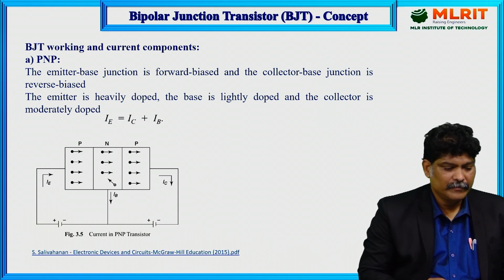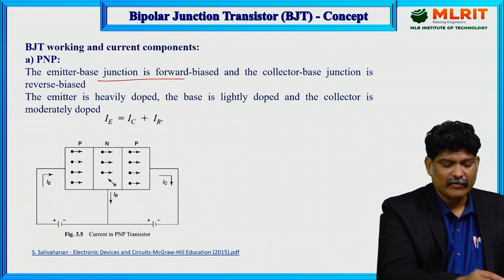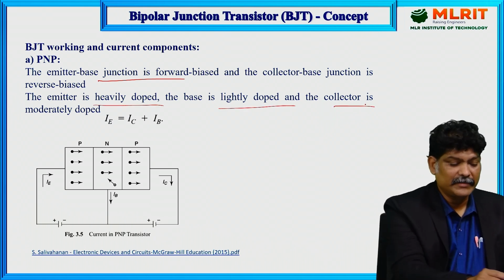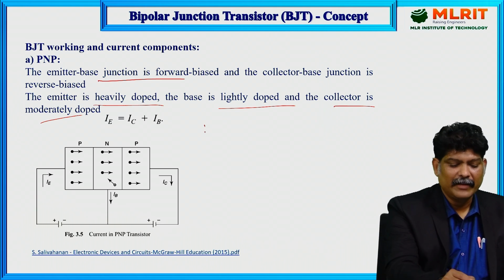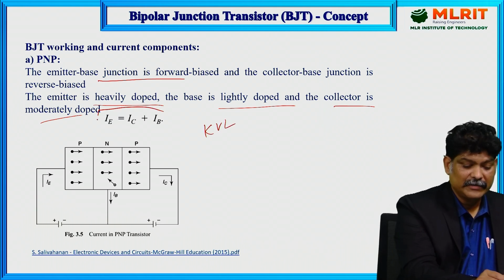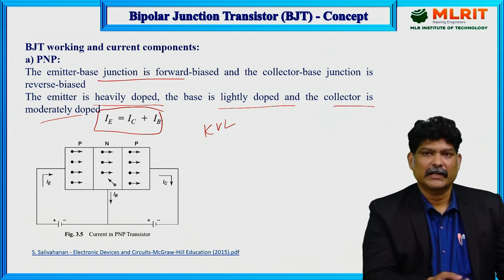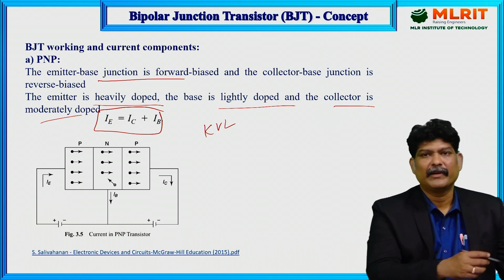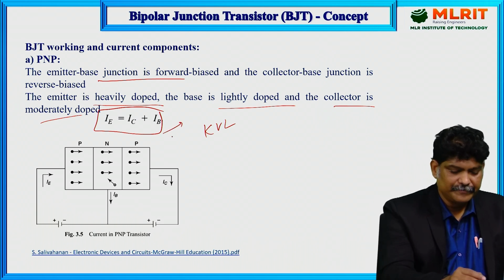Now PNP, in a similar fashion. The emitter-base junction is forward biased, and the emitter is heavily doped, the base is lightly doped, and the collector is moderately doped. Okay, if you apply KVL to the input and output, you will get this kind of expression: the sum of collector current and base current gives you the emitter current, IE equals IC plus IB, a very standard formula.